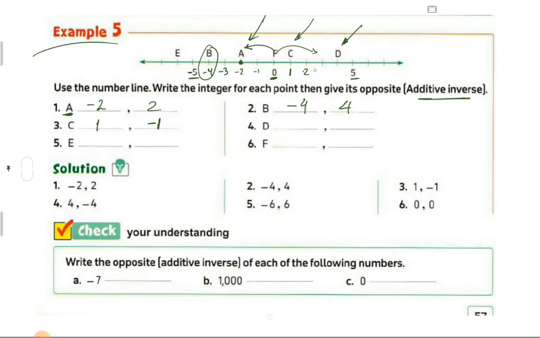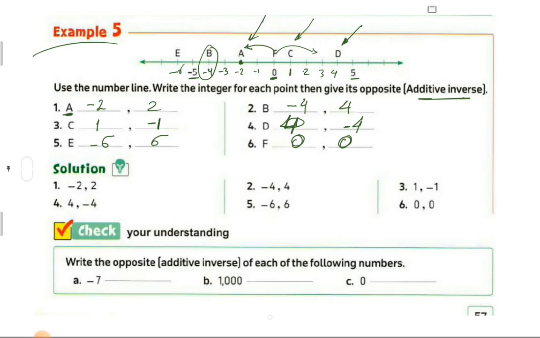D: 1, 2, 3, 4. D is 4. Sorry, 4. Its opposite is -4. E: -5, after it -6. So it's -6. Its opposite is positive 6. F is 0. It's the same. 0's opposite is 0.